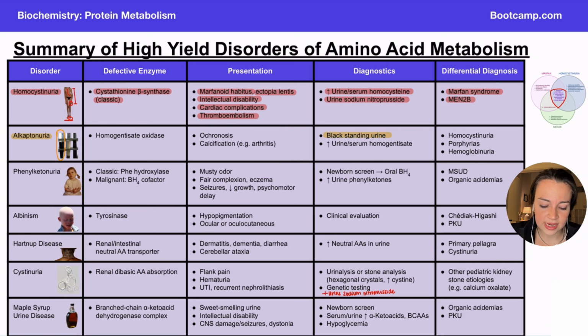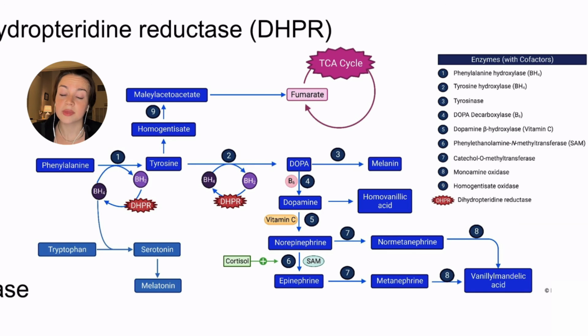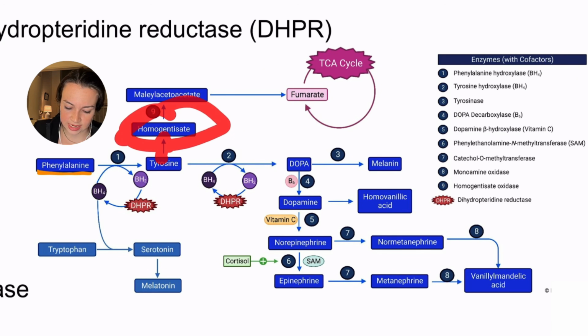The defective enzyme in Alkaptonuria is homogentisate oxidase. This was an enzyme that was implicated in our phenylalanine breakdown pathway. Remember, one phenylalanine breakdown pathway was that phenylalanine turned into tyrosine, which turned into homogentisate, and then homogentisate was broken down into maleylacetoacetate by homogentisate oxidase, this enzyme 9 here. Alkaptonuria is a defect in that enzyme that leads to a buildup of upstream homogentisate.